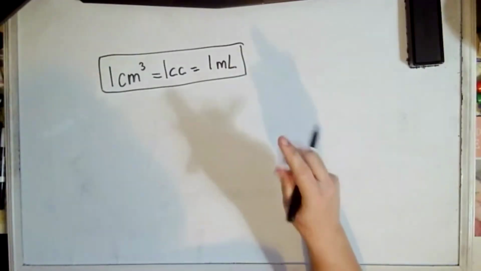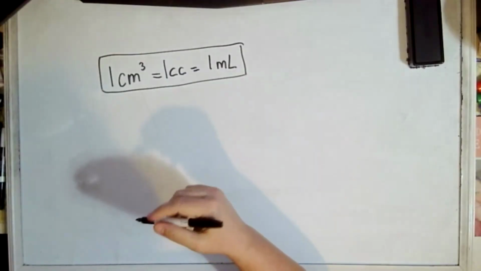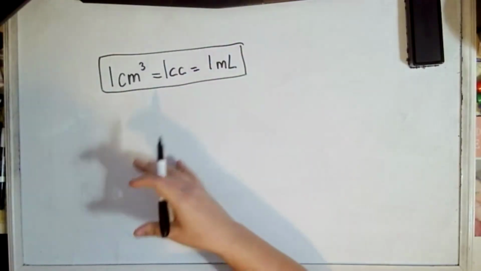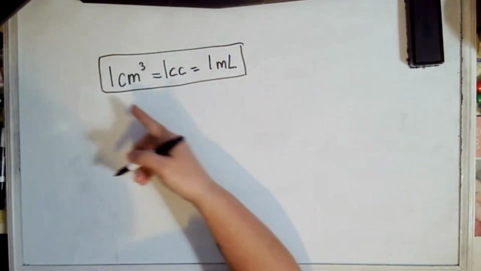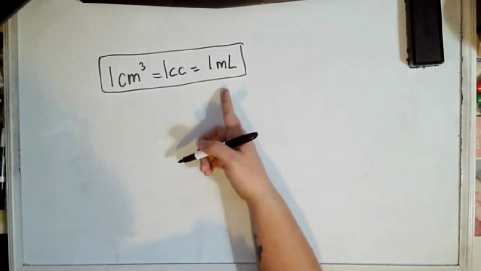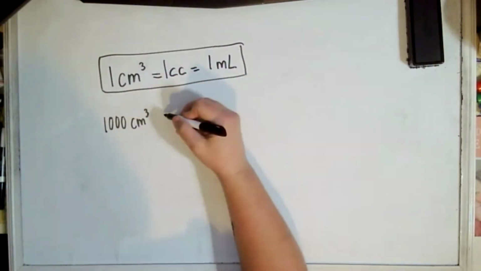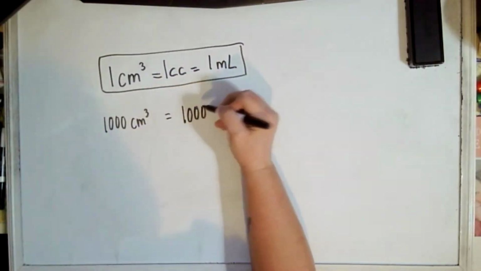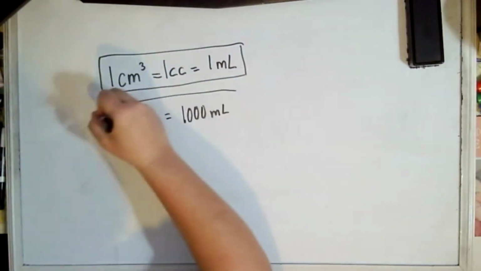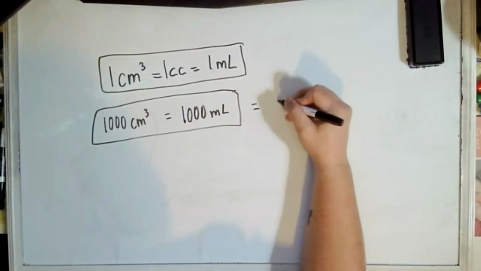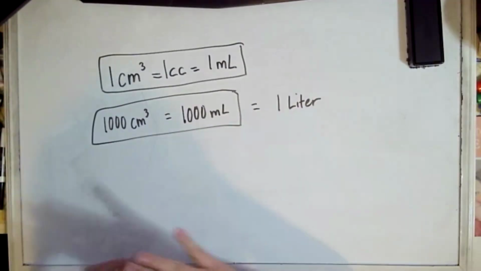The other equivalency that you need to know, that you have to be comfortable with, is the relationship between liters and milliliters and cubic centimeters, right? So we know that a cubic centimeter and a milliliter are the same thing. That means that if we have 1,000 cubic centimeters, that's going to be equal to 1,000 milliliters. All right. And both of these things are equal to 1 liter. Okay.